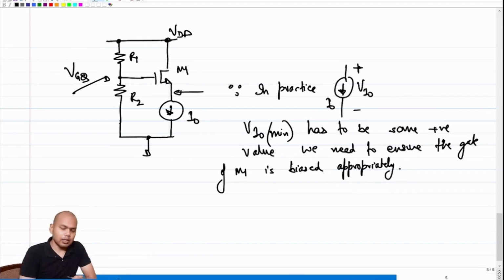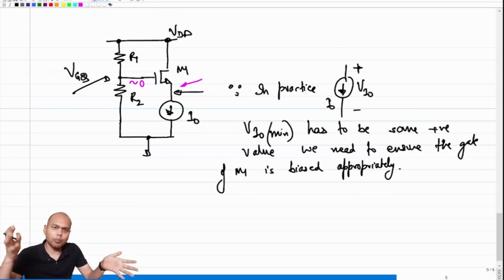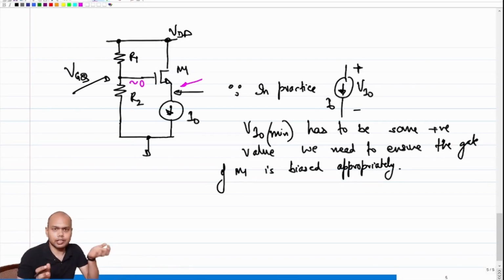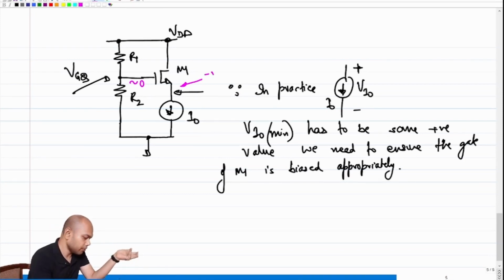Why did I make that statement? I made this statement because if, let's say, R2 is much less than R1, VGQ will be very close to ground, right? If VGQ is almost close to ground, and you want I naught to flow through M1, what do you expect this voltage to be? You would expect some finite overdrive voltage on top of threshold voltage. You expect a positive VGS, right? If you expect a positive VGS and the gate is grounded, what will be the source voltage? The source voltage will be negative.